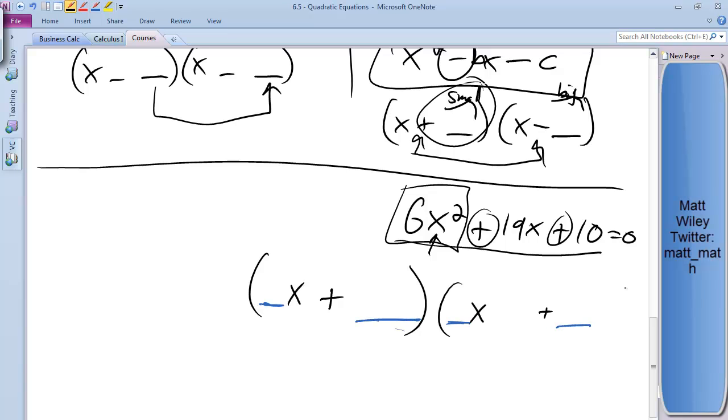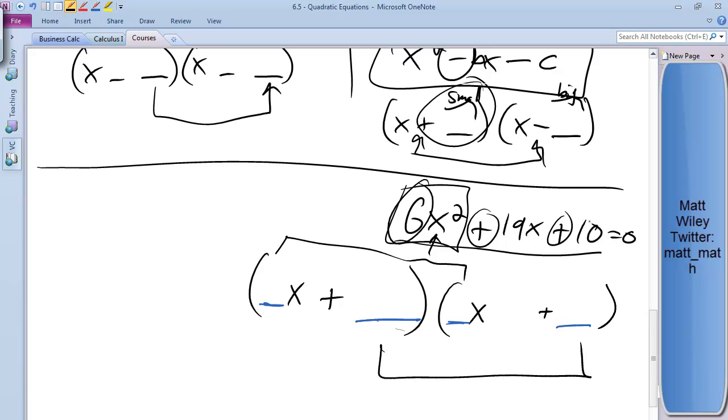I have to fill in the blanks, and I have to fill in the blanks correctly so that things multiply in the front parts to give me 6, multiplying these latter parts to give me 10, and finally whatever combo I get has to add up with the O and the I part of FOIL to give me 19.